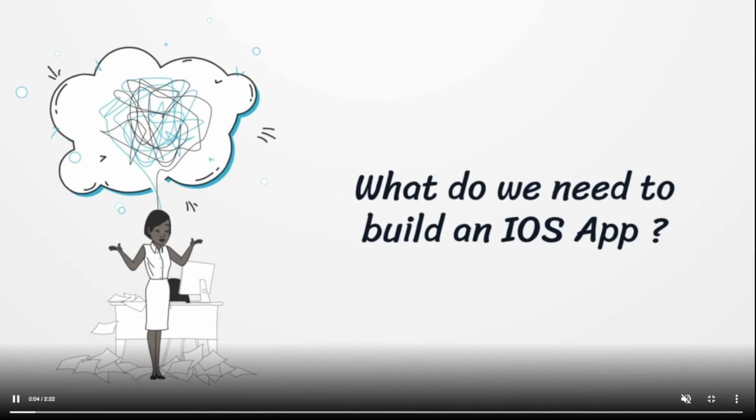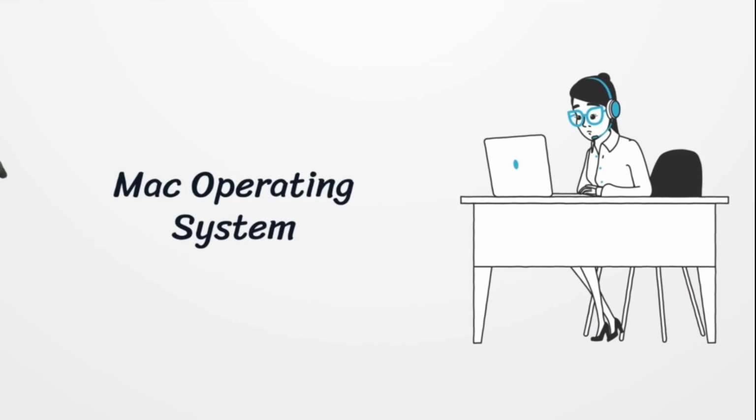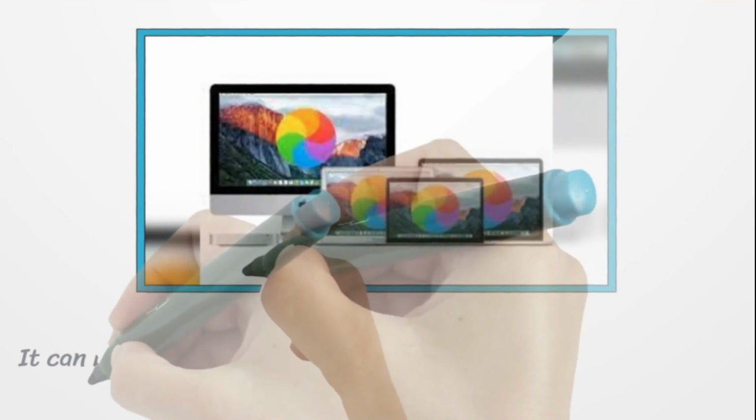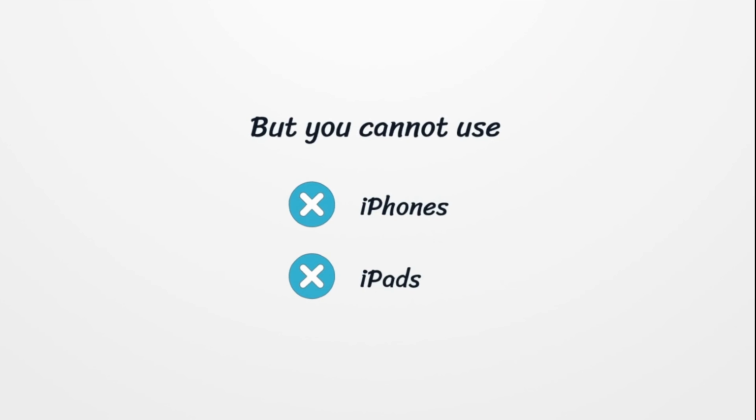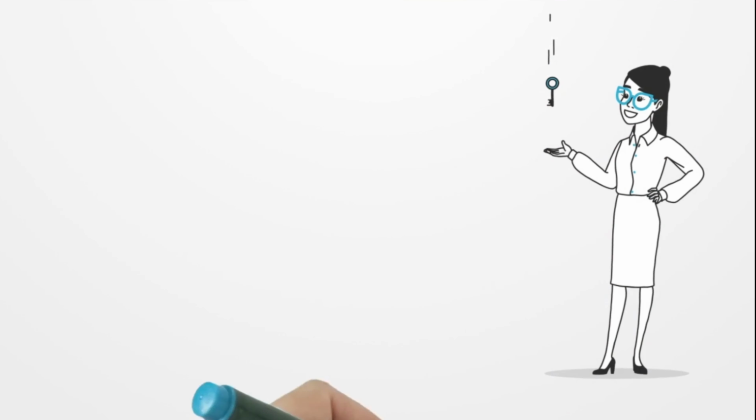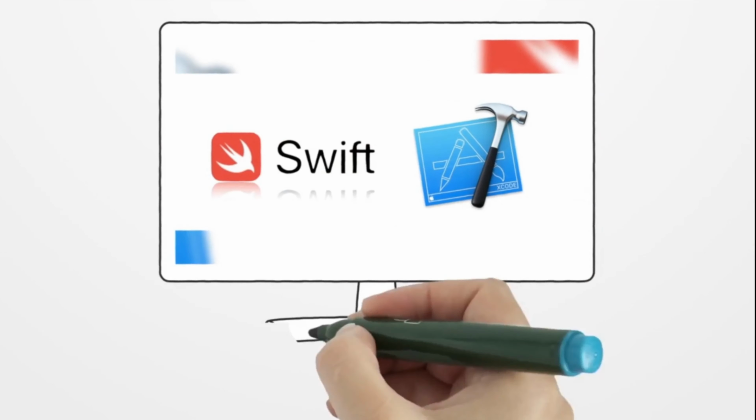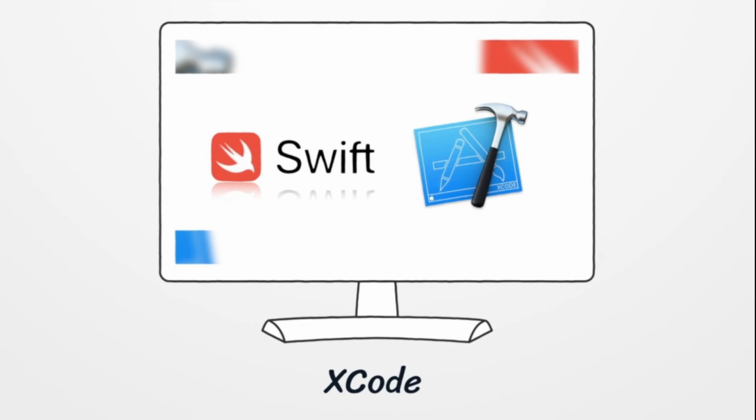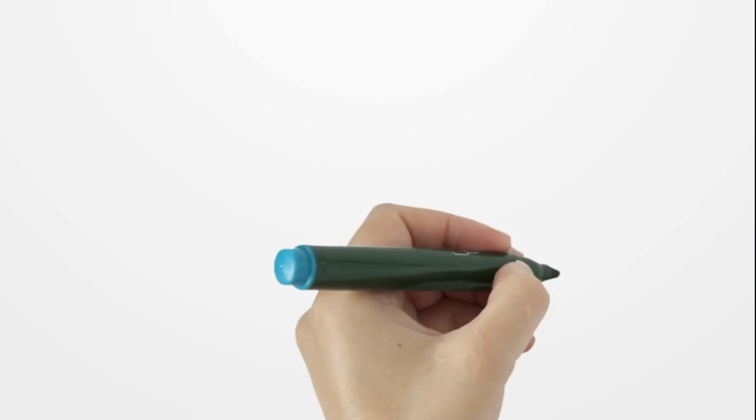So let's start. What do we need to build an iOS app? The very first thing you need is a Mac operating system. Now, it can be MacBook Air, MacBook Pro, Mac PC, or even Mac Mini. But you cannot build an app on iPhones or iPads because there is a magic software which does not support iPhone and iPads. Now, what is the software I'm talking about? It is known as Xcode. It is available free of cost on the App Store. You can install it very easily. Now, even if you find it quite difficult, I will be covering it in my next video.